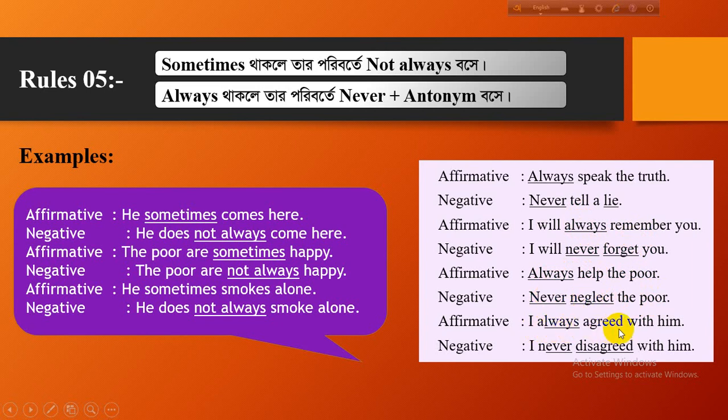I always agreed with him. So the answer will be I never disagreed with him. So instead of always we use never, and instead of agreed, the opposite word of agree, we use disagreed. So dear student, that's all about the rules from affirmative to negative. There are a few rules remaining, so hopefully we will go through them in the next class.